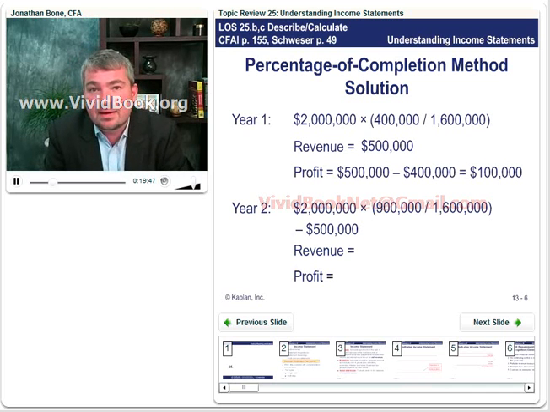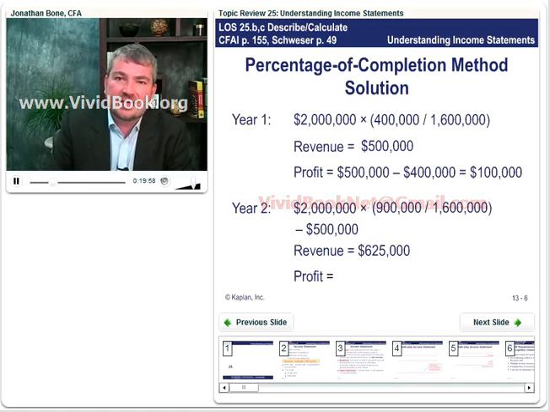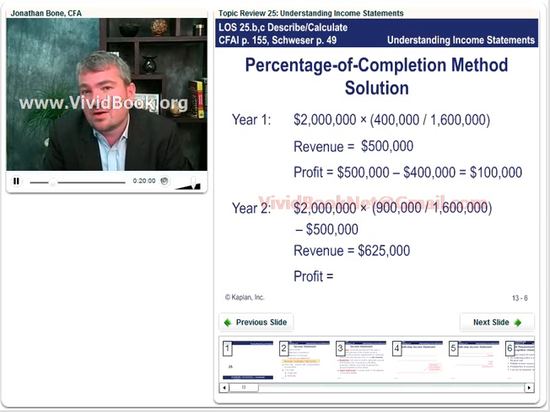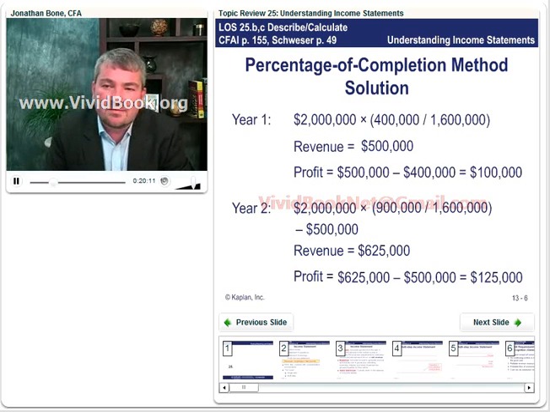Some of that's been recognized in year one. In fact, $500,000 has been recognized in year one, so we now need to deduct the revenue recognized in prior years, in this case 500,000, and we get this year's sales figure of 625,000. Profit: take this year's sales figure of 625, deduct the cost incurred in this year of 500,000, and we've got our profit of 125,000. Okay, so expect maybe to see calculations based on that in the exam.